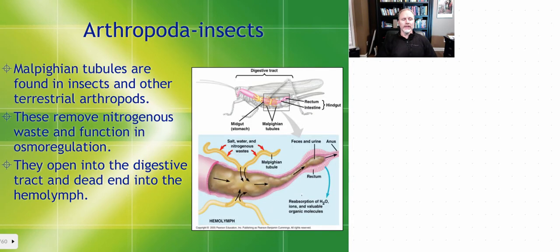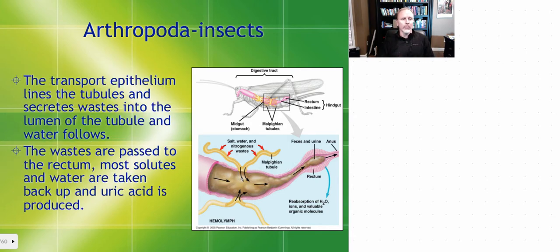Okay, so if we look at insects now, insects have these structures called Malpighian tubules, and other types of arthropods have them as well. What these basically are is organs that are going to remove the nitrogenous waste products and regulate the osmolarity of the insect or the organism that has them. And what they basically do is they open up into the hemolymph. That's the fluid in the organism, and then they're going to dump the contents into the intestine or the digestive tract of this particular organism.